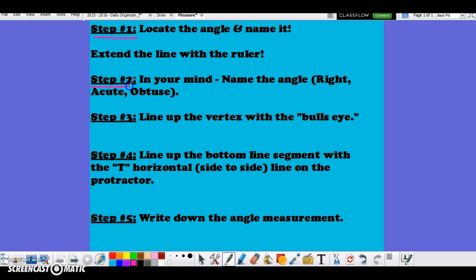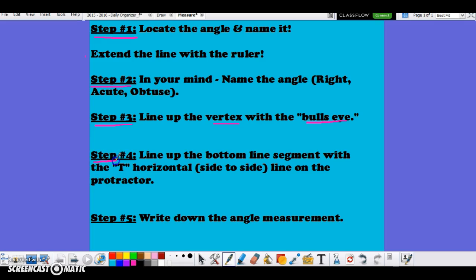Step 2 is simply identifying what type of angle you're looking at by naming it in your mind, and then I also have students write it down. Is it a right angle, an acute angle, or an obtuse angle? Step 3 is lining up the vertex of the actual angle with the bullseye in the protractor. I'll talk more about the vertex and the bullseye once I give you an example.